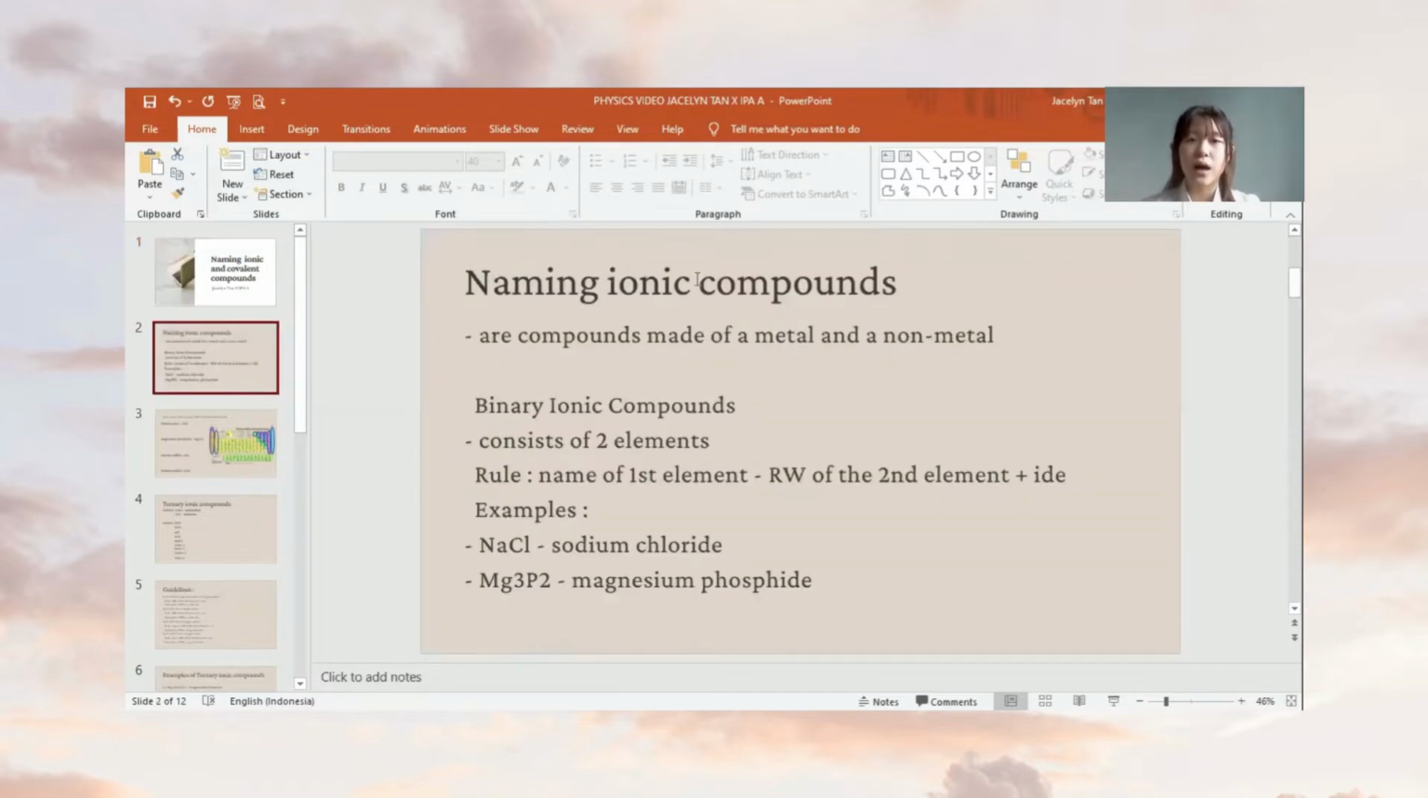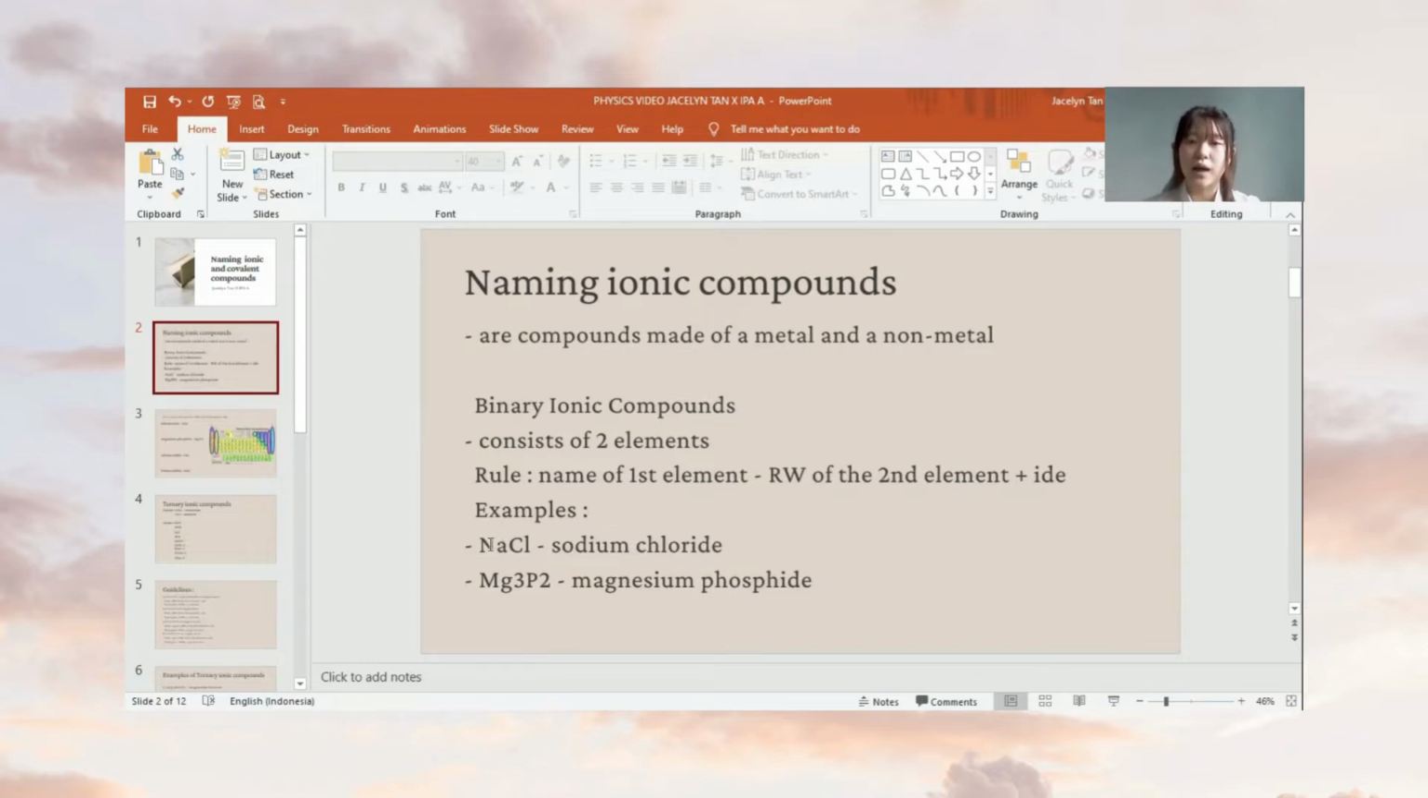Ionic compounds are compounds made of a metal and a non-metal. Binary ionic compounds consist of two elements. The rule is: name of the first element and root word of the second element plus IDE.